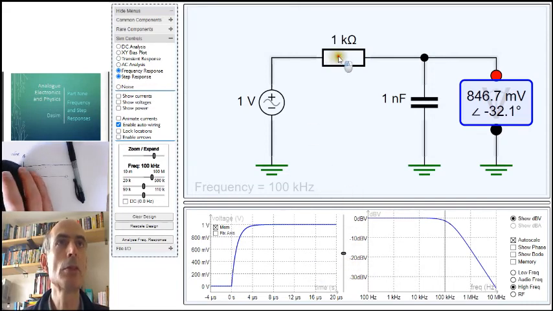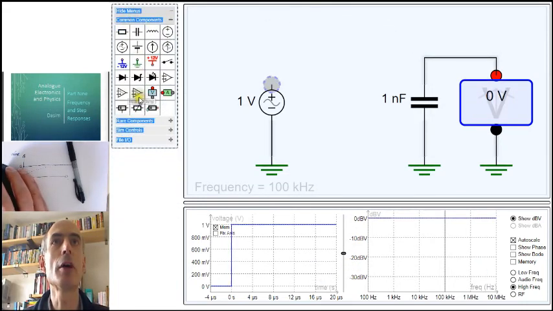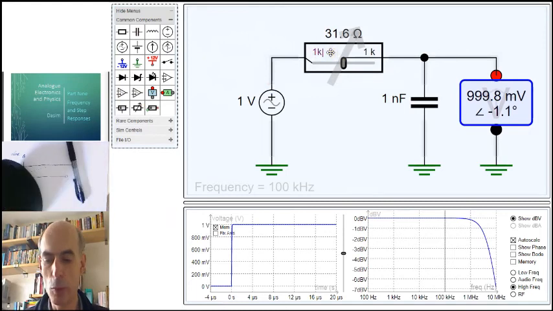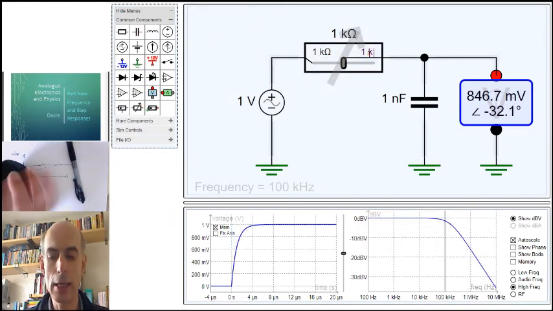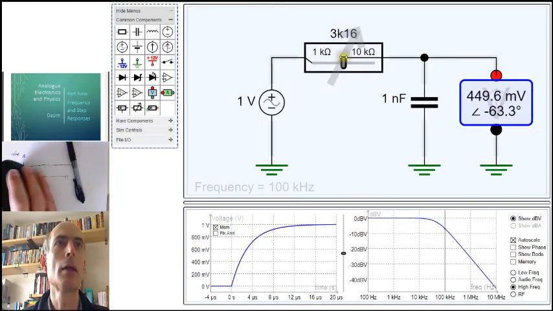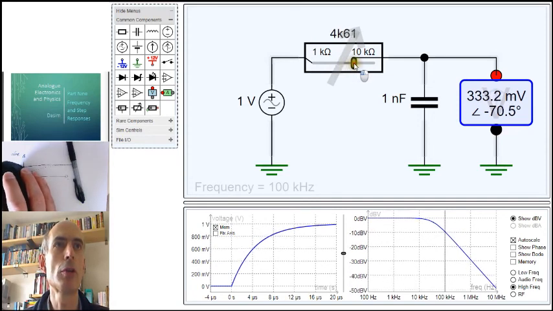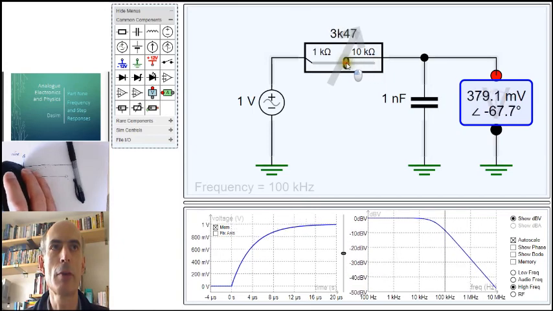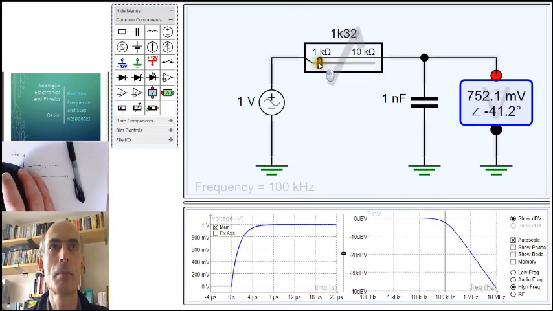It can be quite instructive sometimes to, for example, let's put in a variable resistor here and allow it to change between 1K and 10K. And I can now see how both the frequency response and the step response change as the value of that resistor changes.